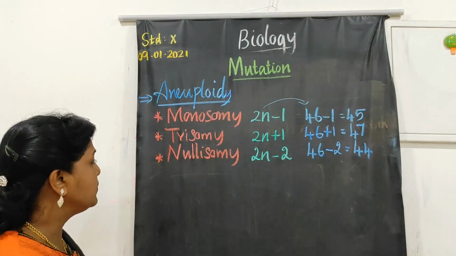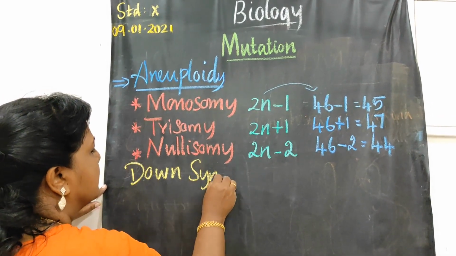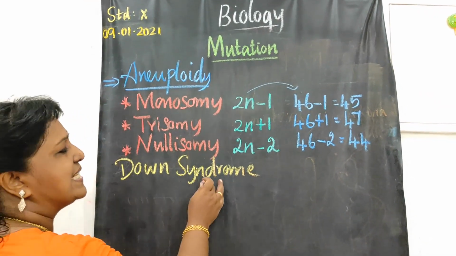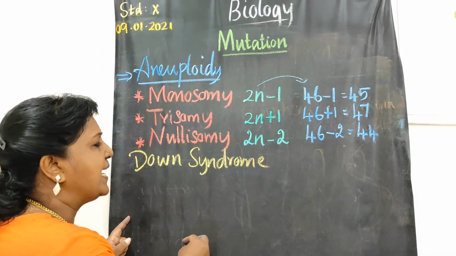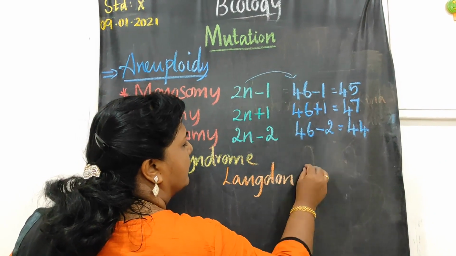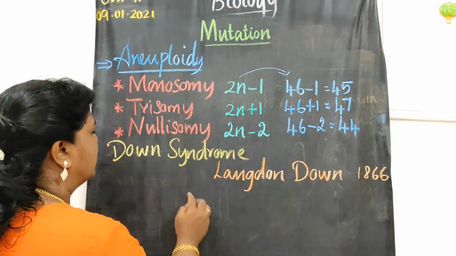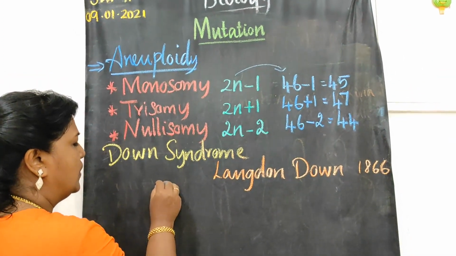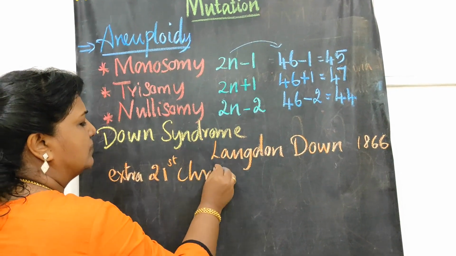And the next one is Down syndrome. This Down syndrome is a genetic disorder and it cannot be cured by medicine. It was first identified by Langdon Down in the year 1866. In Down syndrome, there is an extra copy of the 21st chromosome.